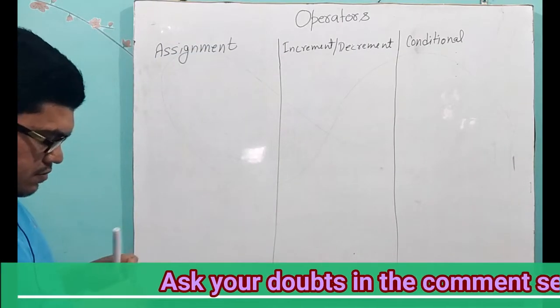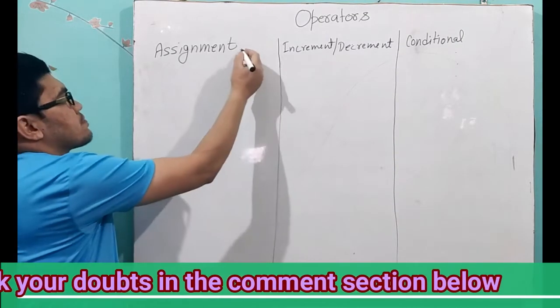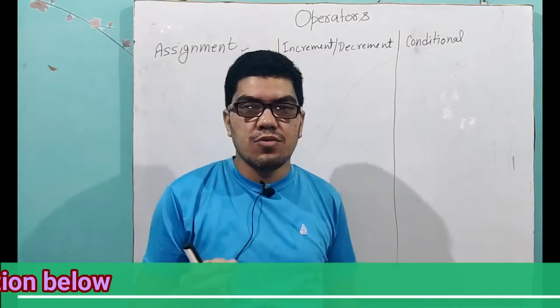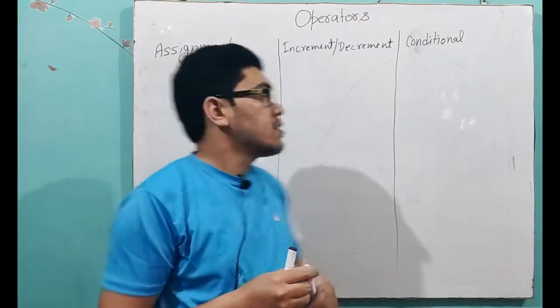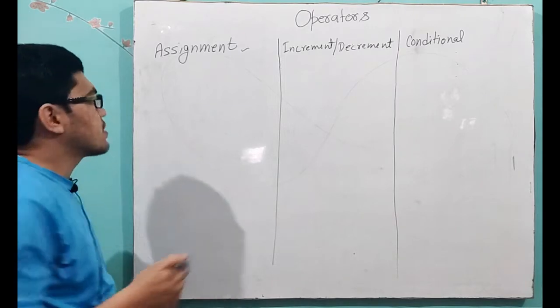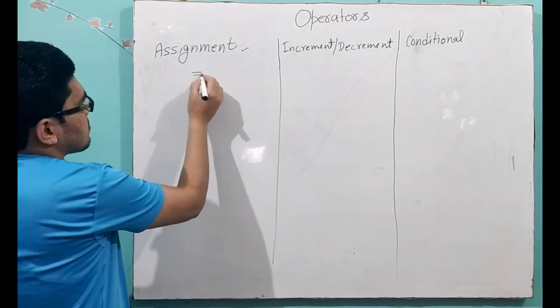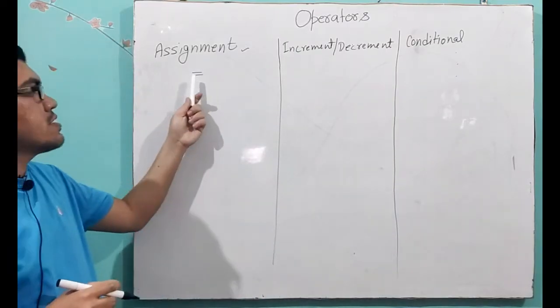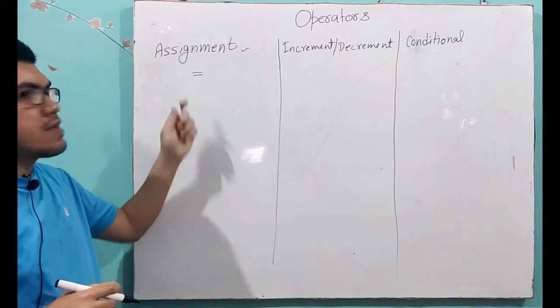So, assignment operator. Whenever we want to assign any value to a variable, we use the assignment operator. This is the symbol of the assignment operator. It is not "equals to" in Java, it is the assignment operator.